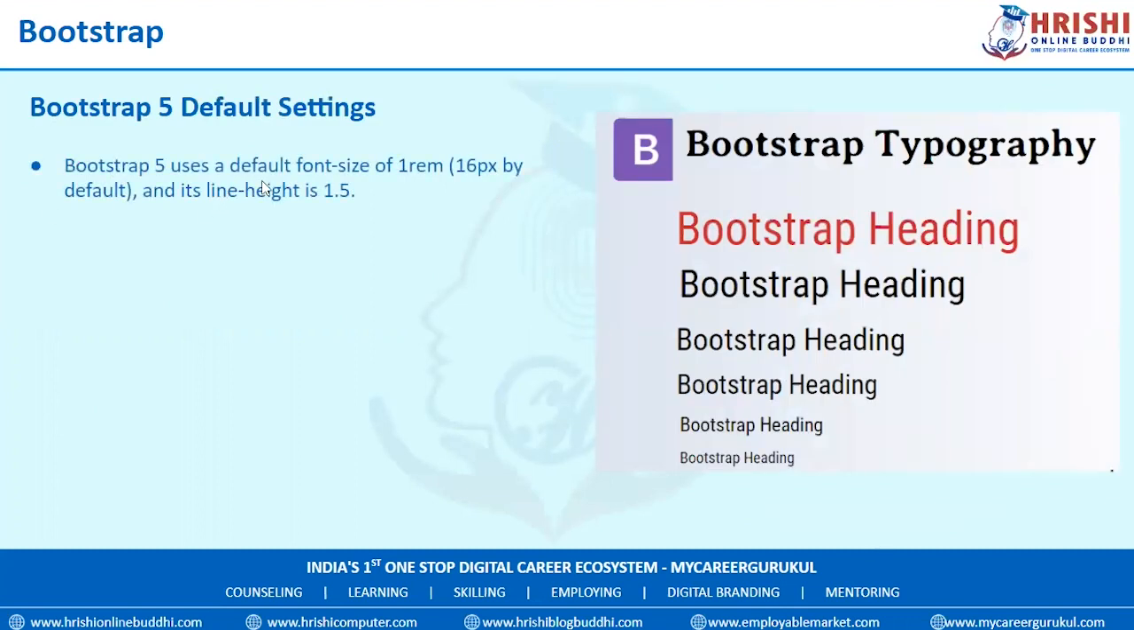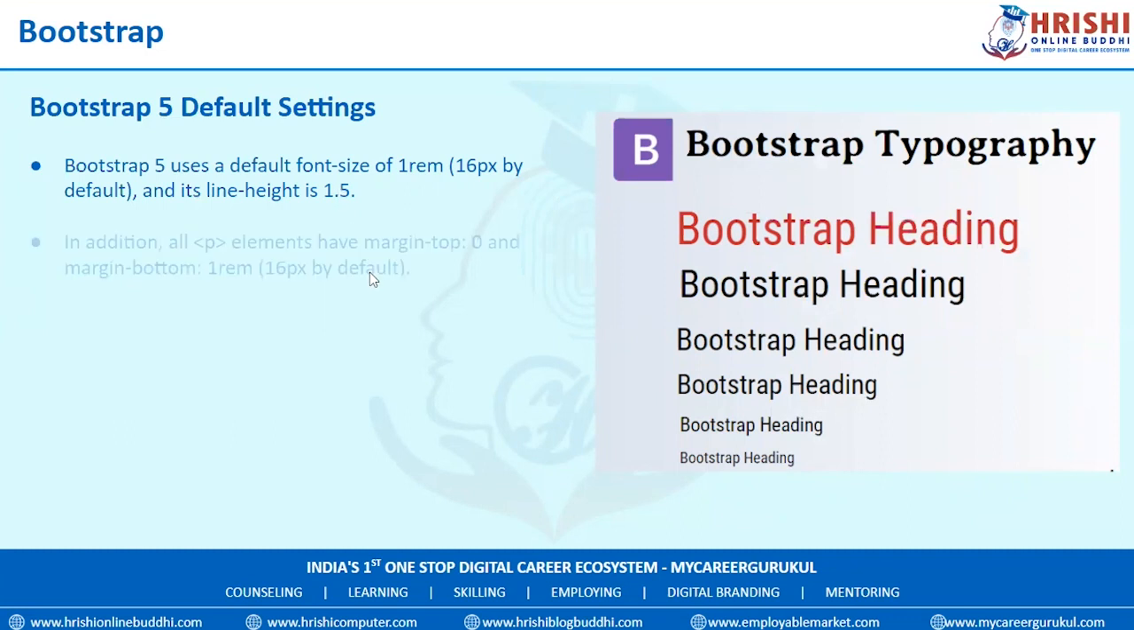Bootstrap 5 uses a default font size of 1 rem, which is equal to 16 pixels by default, and its line height is 1.5. So by default, when we write a paragraph, Bootstrap provides 1 rem font size, or in pixels 16 pixels, as well as the line height for any paragraph or any element when declared.